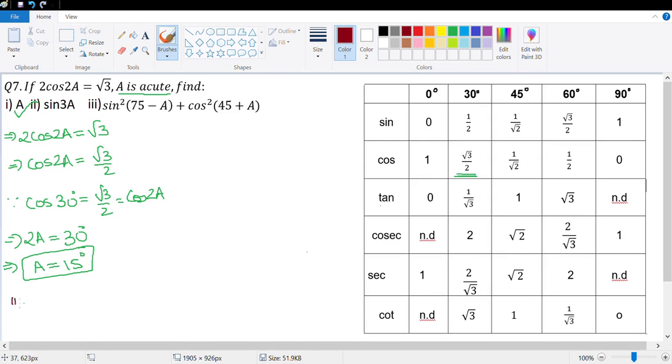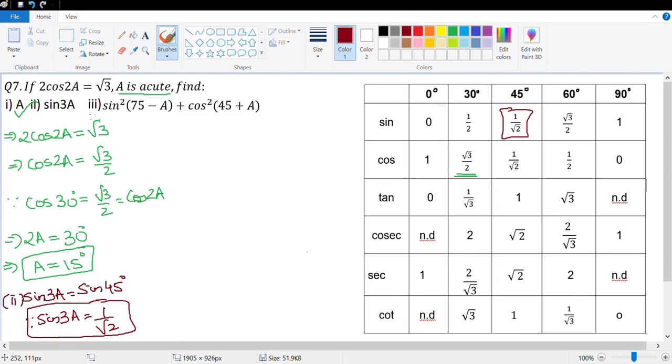Part 2, it says find sine 3a, which is equal to sine 3 into 15, that's sine 45 degree, and sine 45 degree is 1 upon root 2. So therefore sine 3a is equal to 1 upon root 2. So that's the second part of the question done. Let's look at part 3.